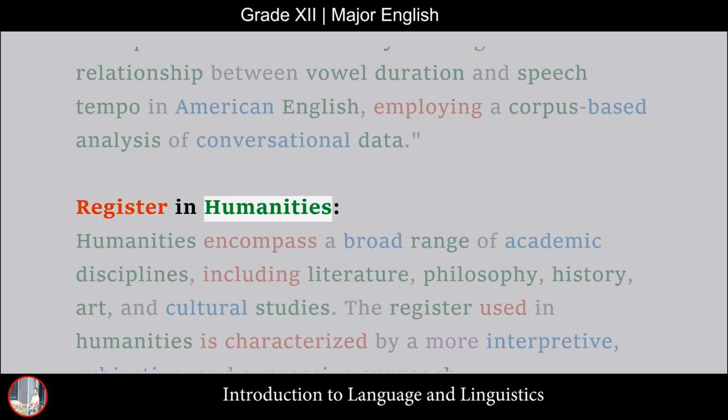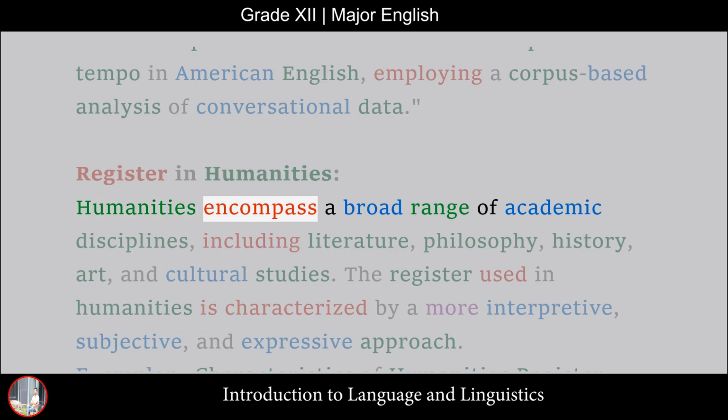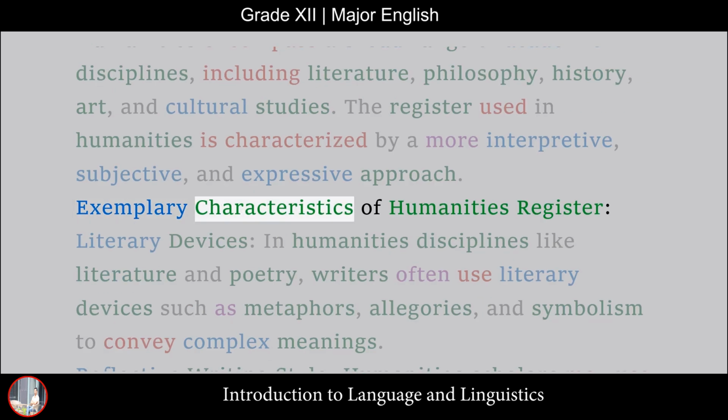Register in humanities. Humanities encompass a broad range of academic disciplines, including literature, philosophy, history, art, and cultural studies. The register used in humanities is characterized by a more interpretive, subjective, and expressive approach. Exemplary characteristics of humanities register.